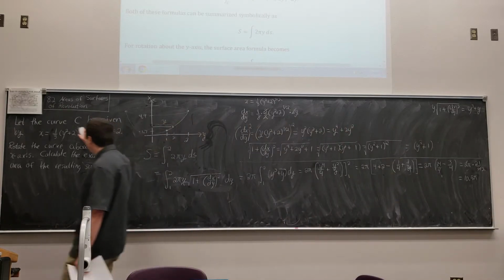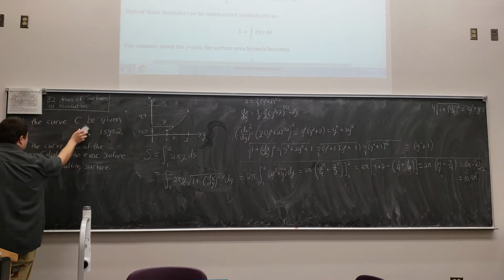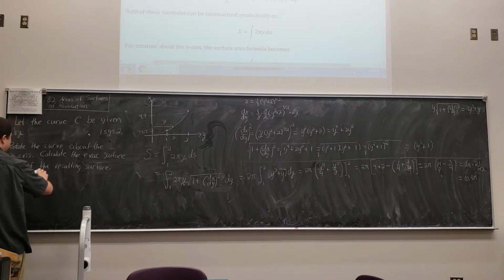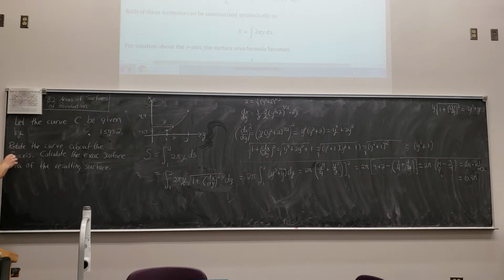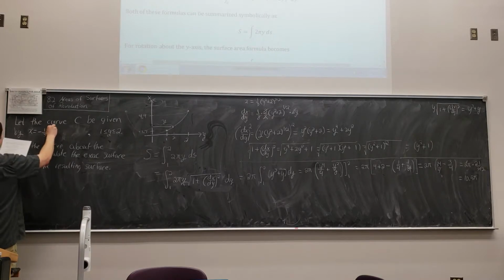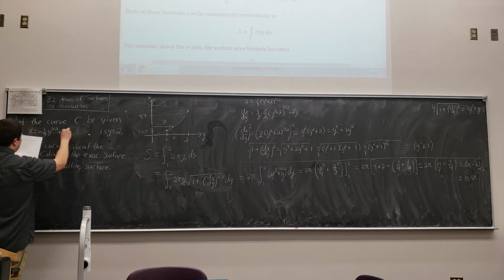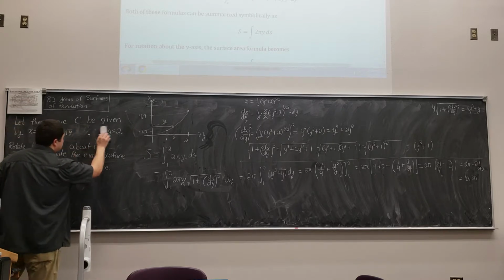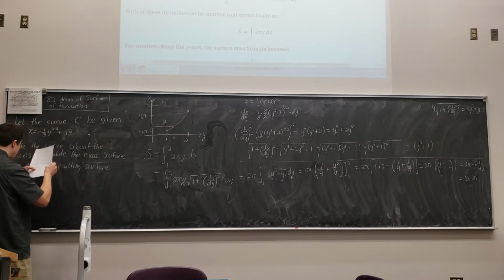So let's change the situation: the curve C is going to be given by something else, and we're going to rotate this curve about the other axis, the y-axis. So really the same instructions, but a new curve, which will be x equals negative 1/3 times y to the power of 3 halves plus the square root of y, and we're changing the domain for the variable y to go from 1 to 3.